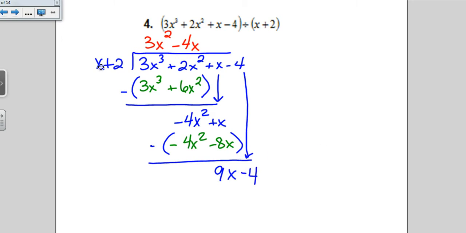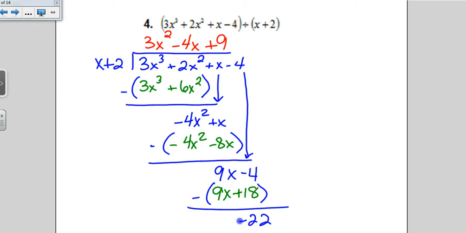So 9x divided by x, that goes in 9 times. And when I multiply that, I get 9x plus 18. Whoops, I didn't want to make that red, did I? Oh, it's supposed to be green. So 9x plus 18. And then remember we are subtracting this. And that's going to leave us with no x's, but it's going to leave us with a negative 22. So that is our remainder. And we're going to have to write it as part of our answer.